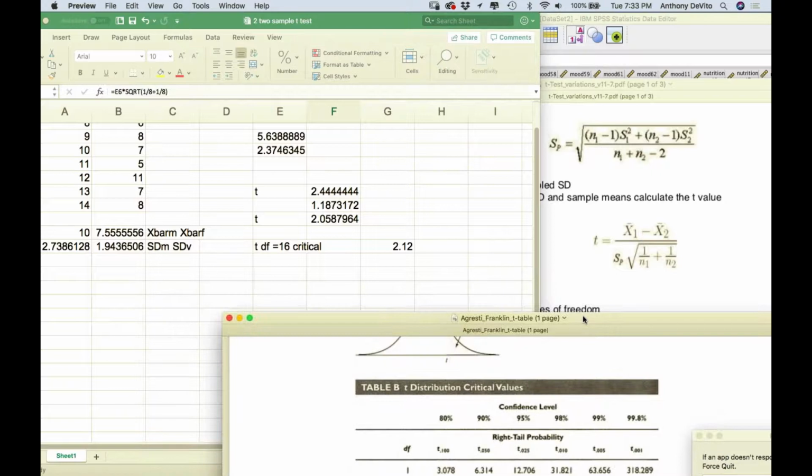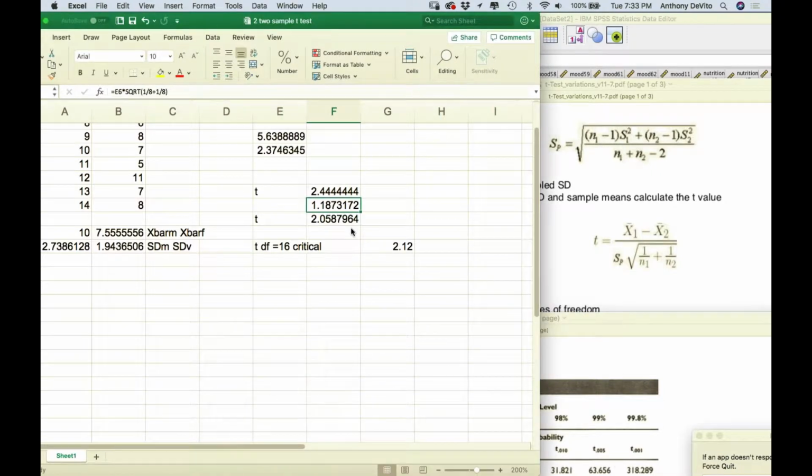Yeah, it should have been 9. I was thinking degrees of freedom. You're absolutely right. Hang on a second. Let me correct that. 9. Good catch. So t becomes 2.18.